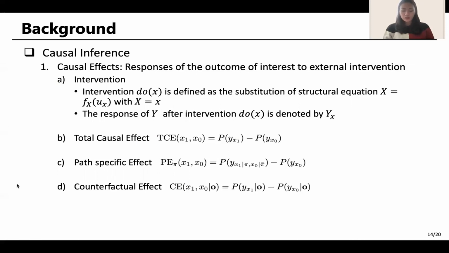The total causal effect is defined as the effect of X on Y, where the intervention is transferred along all causal paths from X to Y. If we force the intervention to be transferred only along a subset of all causal paths from X to Y, the causal effect is then called the path-specific effect, defined as follows. If we have certain observations about a subset of attributes and use them as conditions when inferring the causal effect, the causal inference problem becomes a counterfactual inference problem.